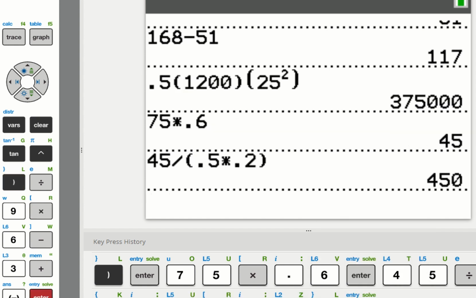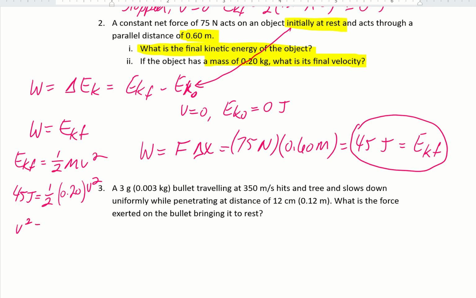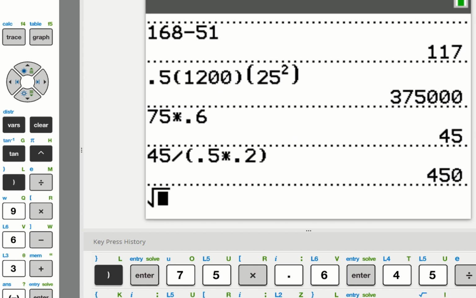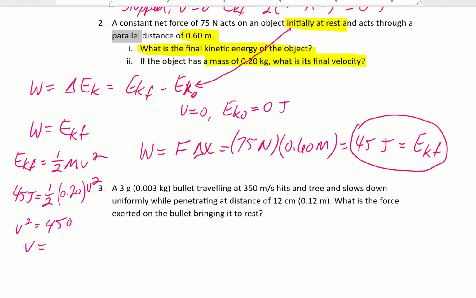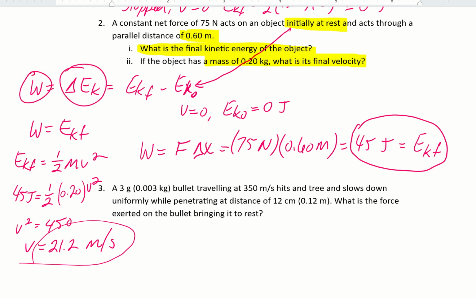And that gives us 450. So v squared equals 450. And my velocity equals the square root of 450, which is 21.2 meters per second. So again, work is our change in kinetic energy. Work is also force times distance, and we can relate these things to figure out all of these different parameters that the problems are asking for.